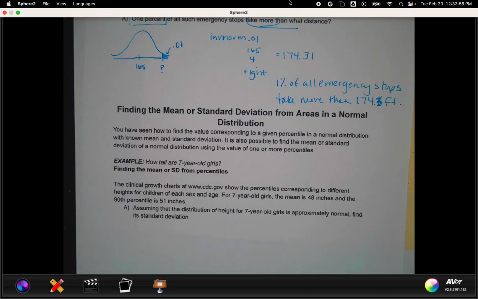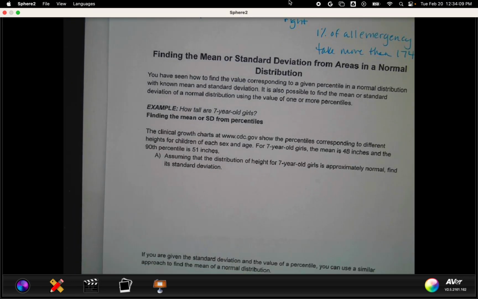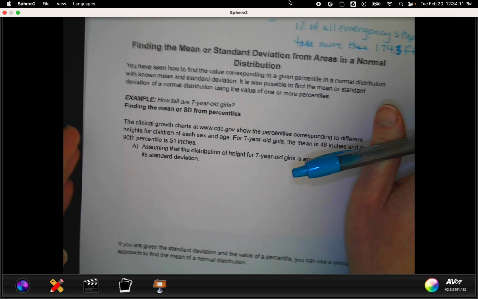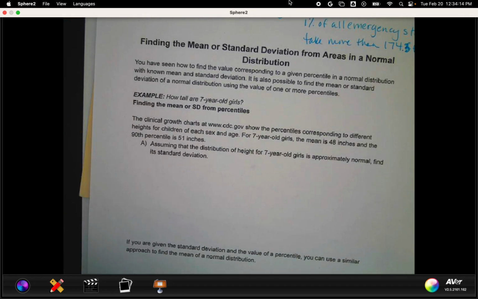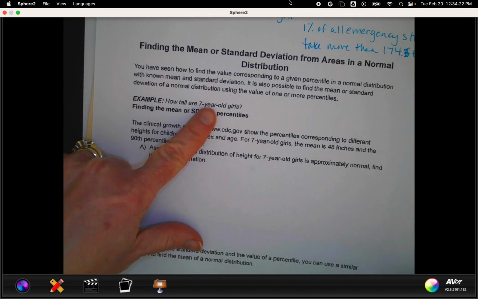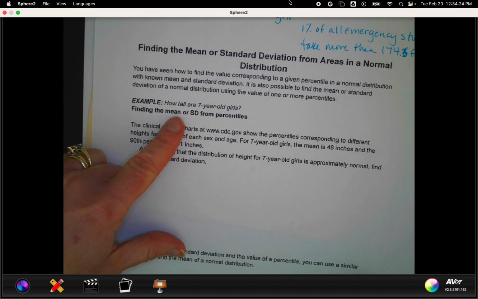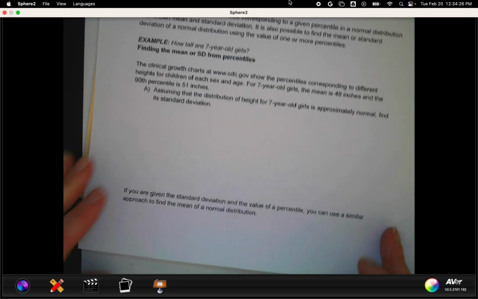Alright, the last kind of problem. Everybody ready? It says, we've seen how to find the value corresponding to a given percentile in a normal distribution with a known mean and standard deviation. It's also possible to find the mean or standard deviation of a normal distribution using the value of one or more percentiles. So it says, how tall are 7-year-old girls? Finding the mean or standard deviation from a percentile.